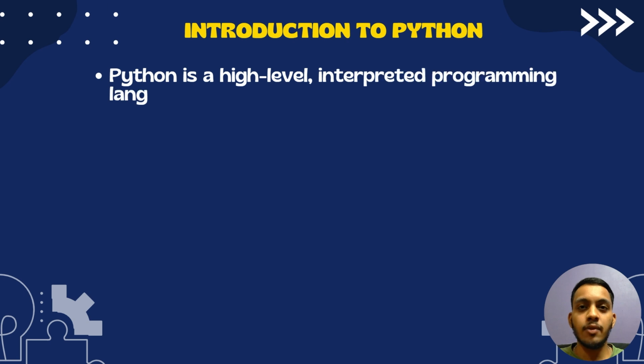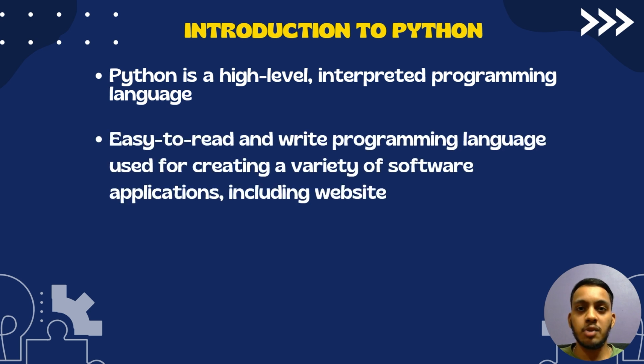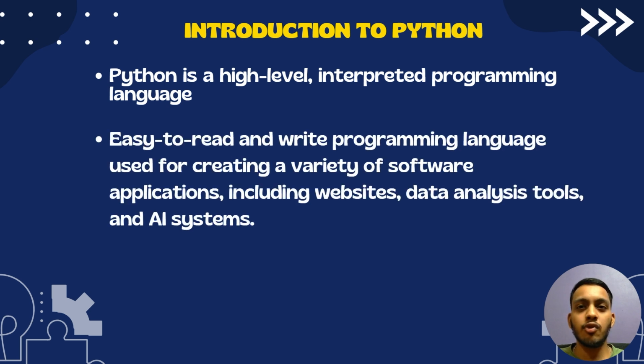Python is a high-level interpreted programming language. Means only humans can understand Python programming, machines can't. Second, it is an easy to read and write programming language used for creating a variety of software applications including websites and AI systems. Means because it is easy to read and write, it is mainly used for creating AI systems, that is complicated AI systems.